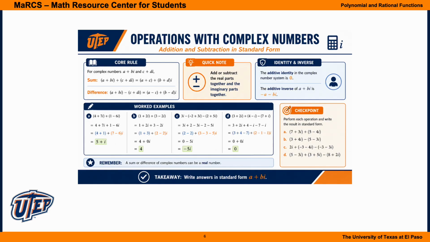So the additive identity in the complex number system is 0, and the additive inverse of a plus bi is negative a minus bi. So here are some more worked examples so that you can practice on your own, and the answer is provided so that you can check your work.